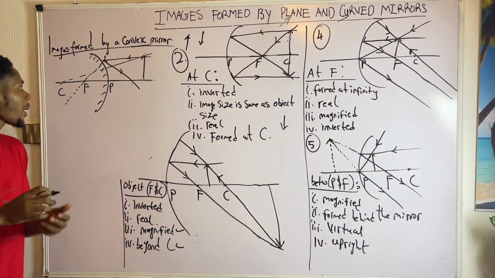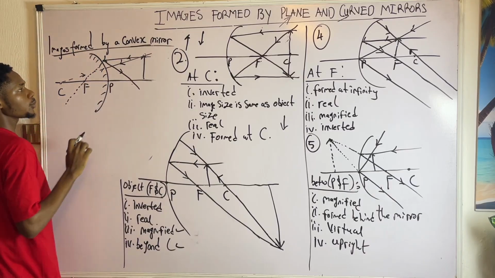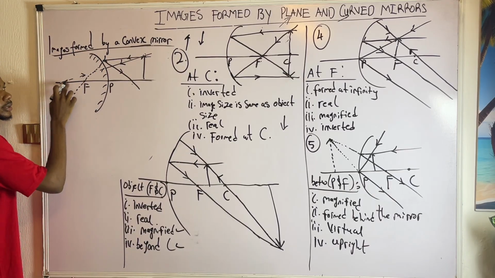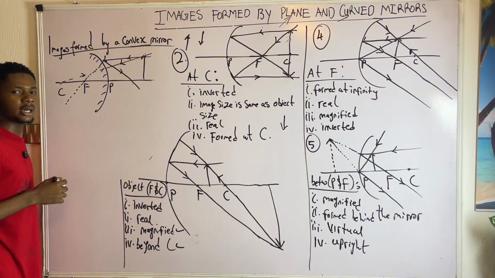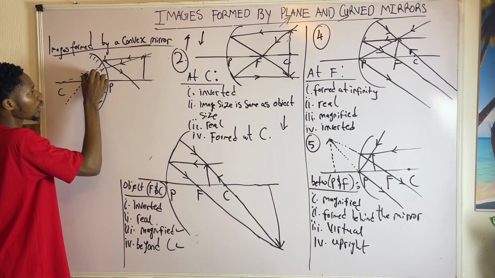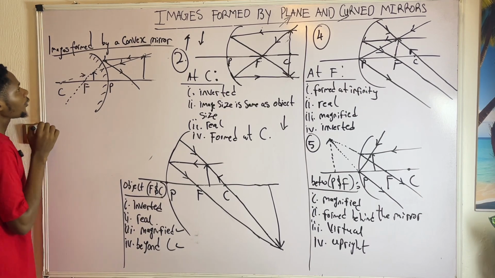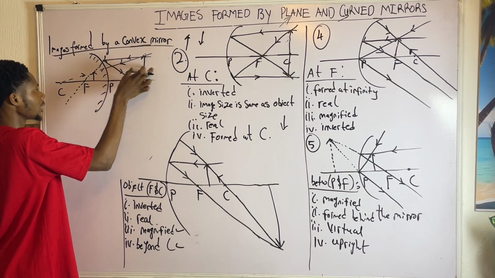If the light passes through C, it is going to reflect back the same way. But notice how I'm using broken lines here. Why? It is on the opposite side of the mirror. And remember, an image is formed where two lines intersect. So the image is going to be formed here.